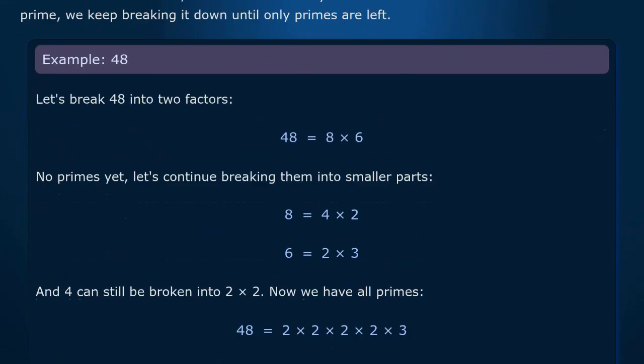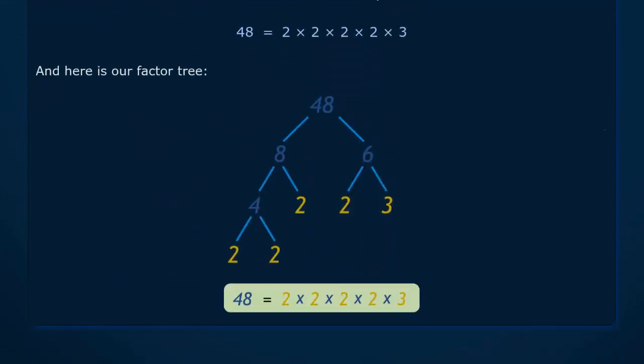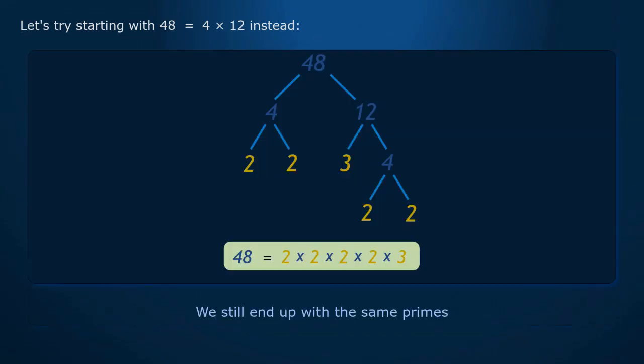And 4 can still be broken into 2 times 2. Now we have all primes. And here is our factor tree. And no matter which factors we start with, we always end up with the same set of prime numbers. Let's try starting with 48 equals 4 times 12 instead. We still end up with the same primes.